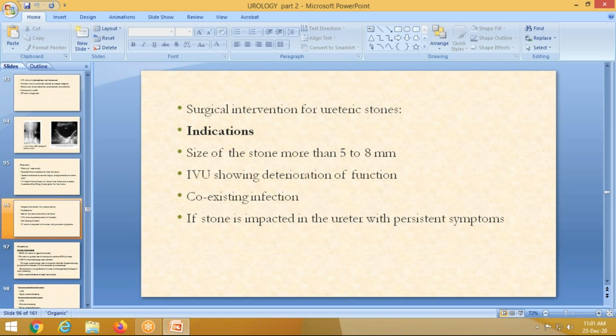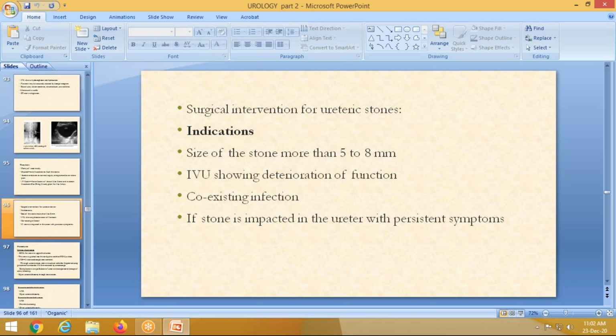Next, if it has not responded to the fluid therapy, you have to do surgical intervention. So what are the indications for surgical intervention? When you will do surgery, the first indication is the size of the ureteric stone. It may be more than 8 mm or 1 centimeter. That is one of the indications that surgical intervention is needed.